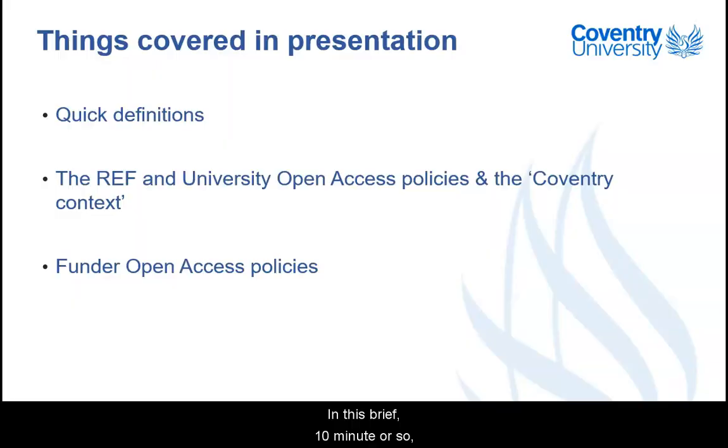In this brief 10-minute or so presentation, I'm going to cover the following. Firstly, some quick definitions around different types of open access and different types of journals. Second, I will go over the main tenets of the REF 2021 Open Access Policy and the university's own open access policy. If you are joining us from another UK HEI, you may already be familiar with the REF policy. I will also look at the local context at Coventry and the routes to compliance. Third, I will touch on the open access terms which may apply where research has been funded by a research funder, such as a UK Research Council.